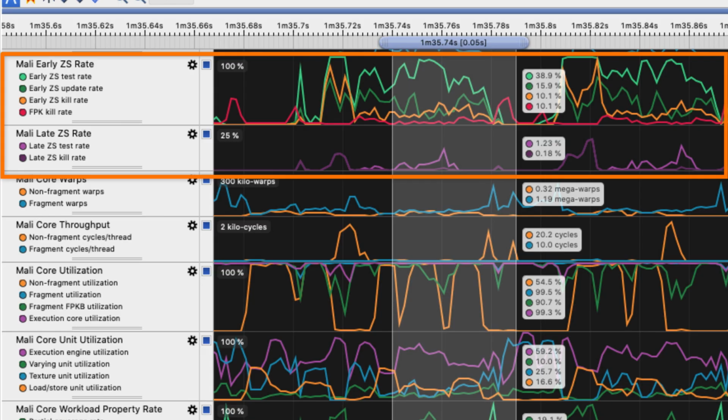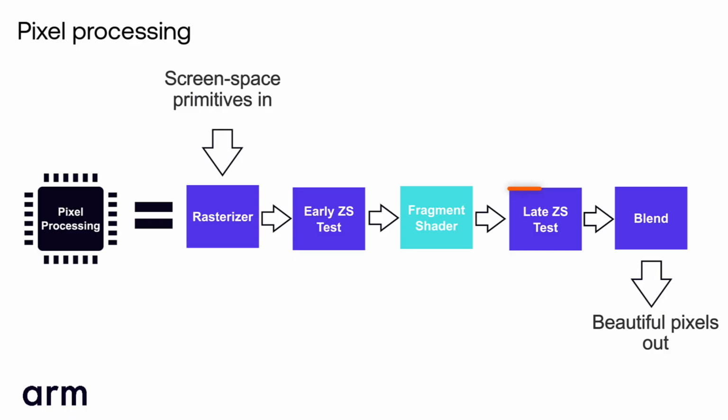The late ZS test handles any work that could not be processed before fragment shading. For example, if a shader programmatically modifies GL frag depth, early ZS testing cannot be used, and late ZS testing is forced. Because late ZS testing happens after all the fragment shading work has been done, it is expensive and should be avoided.